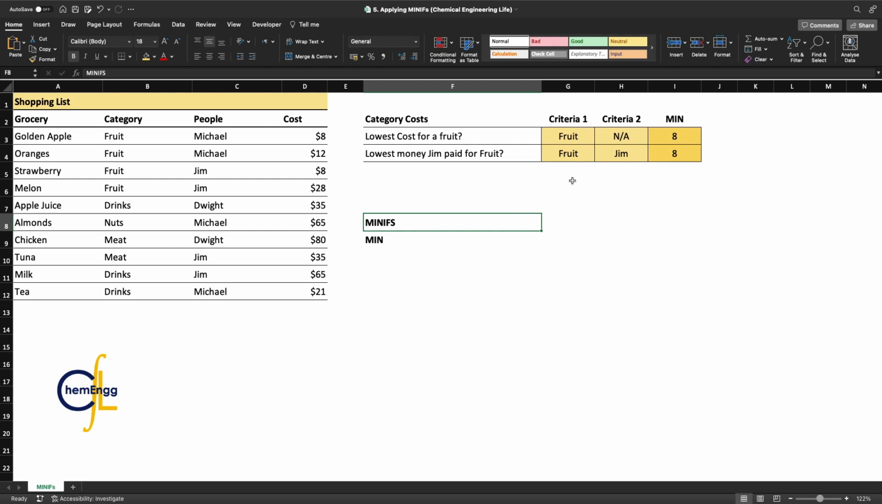And the criteria is not limited to only two criteria, but you can even use three, four, five. It doesn't matter how many criteria you have, you can include them in your MINIFS function.